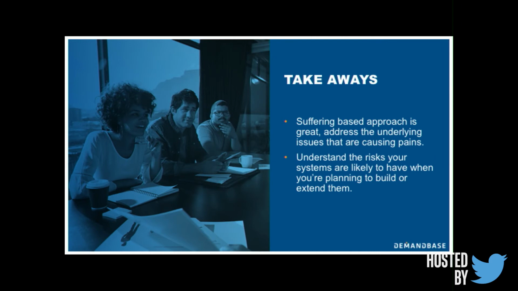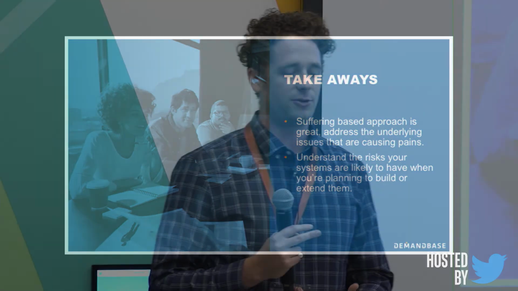So now, what are a couple of takeaways? I generally think that a suffering-based approach when it comes to these things is best. We don't really want to bust your ass to do any of these things unless you have a really good reason to. So addressing the underlying issues that are causing pain is generally what I think you should do. And an ounce of prevention is worth a pound of cure. That is, if you think about these things ahead of time before you've deployed them, and you understand the risks you're going to have, that's usually best rather than realizing it after the fact and changing everything. That can be much more painful. And that's it. Does anyone have any questions?